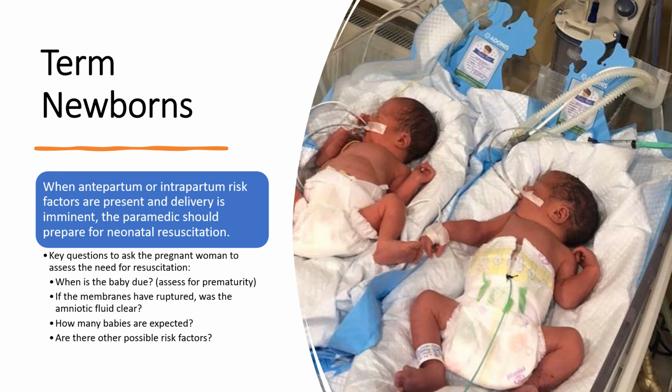So, we need to see if they're higher risk. In general, when is the baby due? So we can assess for prematurity. There are calculators on apps, and a little wheel that you'll see in L&D. They can get pretty close to when the baby is due. Remember, anything less than 37 weeks is premature. And we'll talk about some of the subcategories, like 34 to 36 weeks and 6 days.